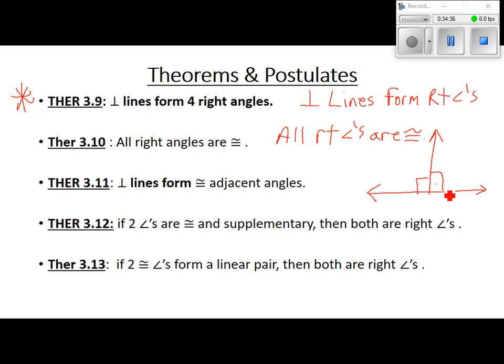If these two add up to 180 and we know that they're congruent to each other, the only way that works out is if they're both right angles, if they're both 90 degrees. And that's what all three of these say.